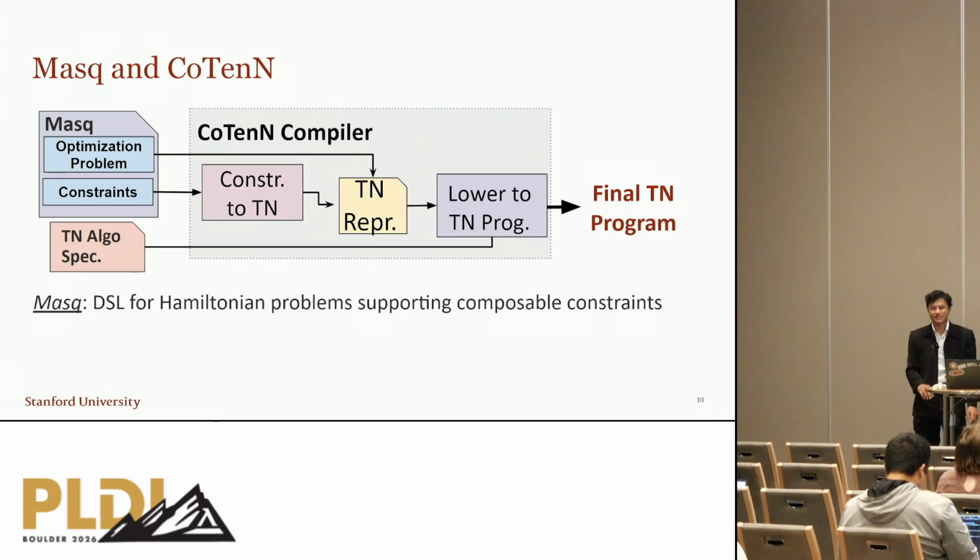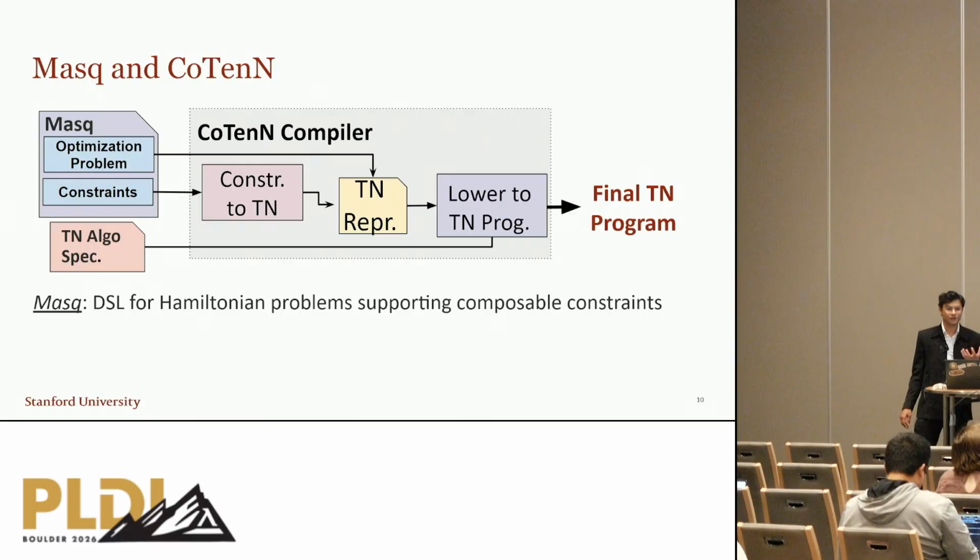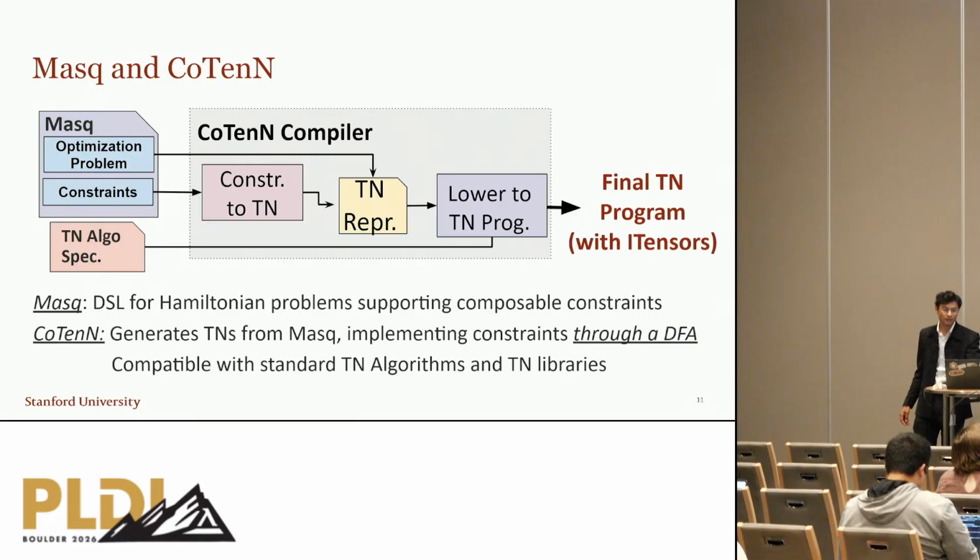In this work, we present our DSL, Mask, that allows you to describe such optimization problems with first-class support for expressing and efficiently using constraints. These programs can be compiled to tensor networks with our compiler, and the compiled code uses existing tensor network libraries and solvers to solve the problem at hand.